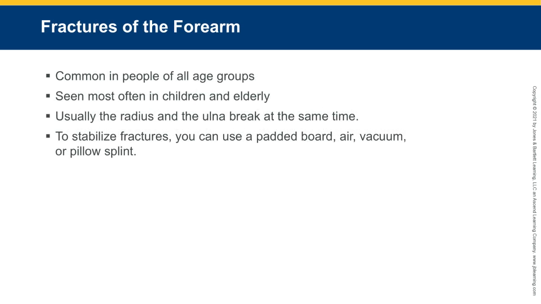Fractures of the forearm are common in all age groups, but are seen most frequently in children and the elderly. In most cases, both the radius and ulna break simultaneously. To stabilize these fractures, use a padded board splint, air splint, vacuum splint, or pillow splint. Ensuring proper immobilization helps reduce pain and prevent further injury.